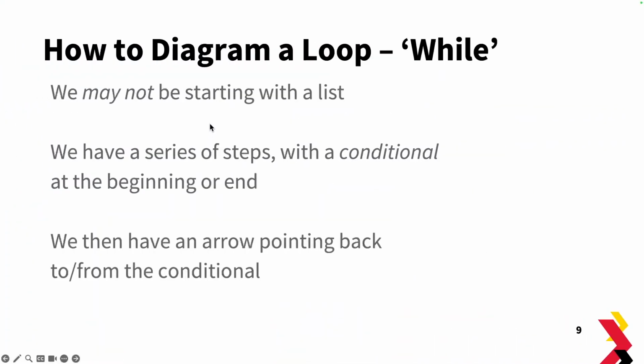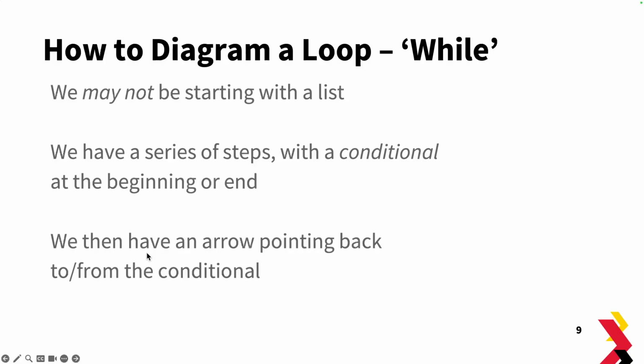Let's talk about a while loop. And with a while loop, we may not be starting with a list, okay? But we still have a series of steps. But we have a conditional somewhere at the beginning or the end, right? And that conditional will say whether we want to continue the loop. So we'll still see that kind of circular loop structure, but it is with a conditional in it somewhere. We then have an arrow pointing back to or from the conditional.